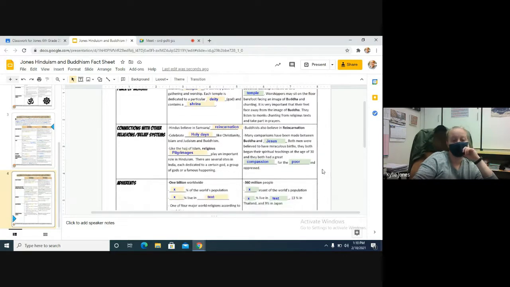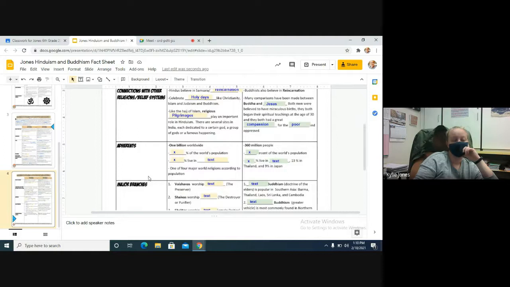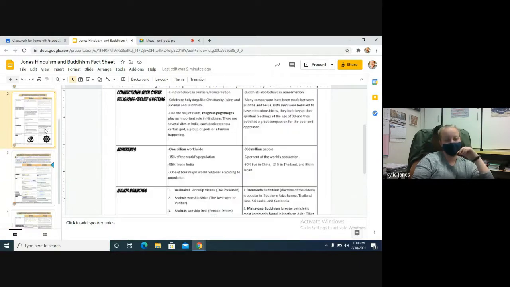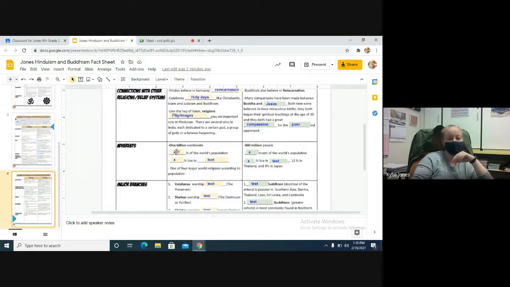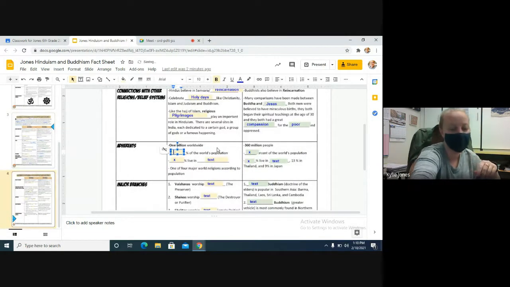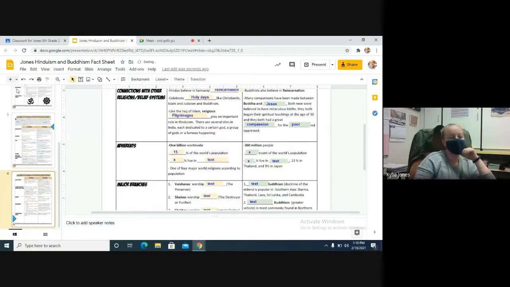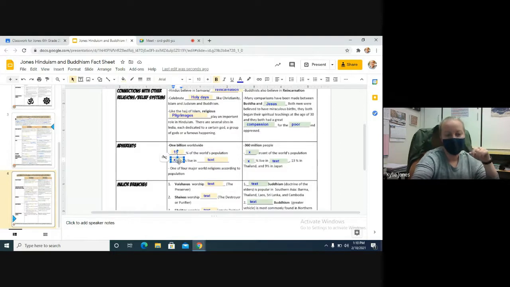Okay, let's go ahead and look at our next box down. The adherents. Remember, adherents are the people that follow the religion. So in Hinduism, there are 1 billion people that follow Hinduism worldwide. What percent of the world's population is that? It's 15% of the world's population. That's quite a lot of people. How many live where? 95% of those Hindus live in India.